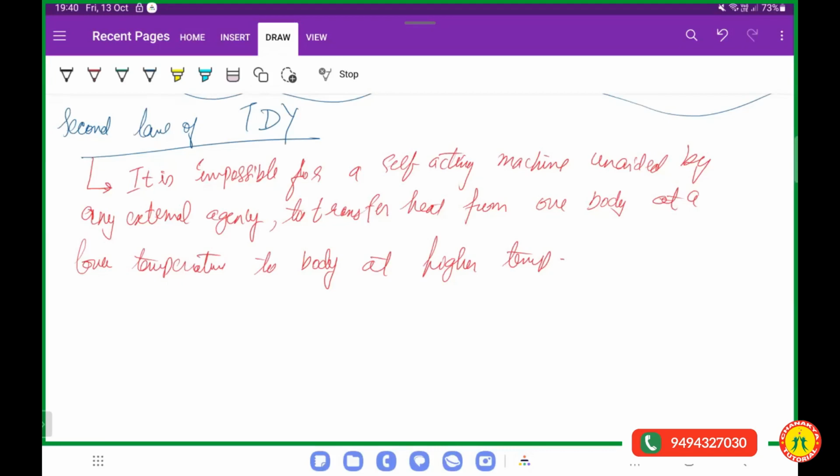So for doing that, we are using one machine that is our refrigerator, which works on electricity. So this is doing some work in the refrigeration. It is going from a colder body to a hotter body, so we need some external agency to do this transfer. Without that, it is not possible.